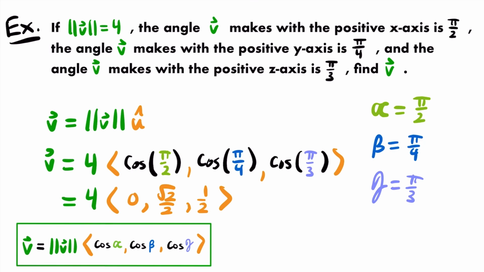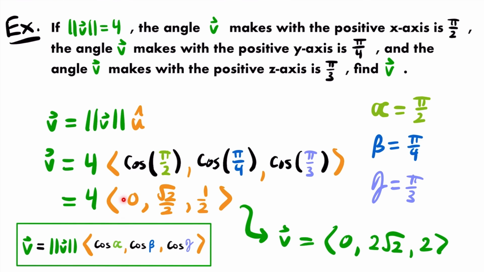Now, if we multiply 4 through this unit vector, we will have vector v. So if we do that, we will have that vector v is equal to 0, 2 square roots of 2, and 2. 4 times 0 is 0. 4 times the square root of 2 divided by 2 will be 2 square roots of 2, because 4 divided by 2 is 2. So we're left with 2 multiplied by the square root of 2. And then 4 times 1/2 is 2.